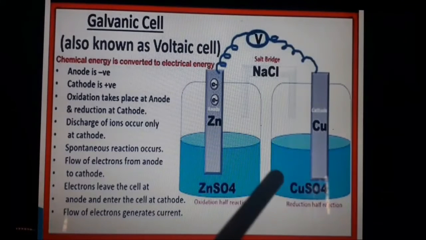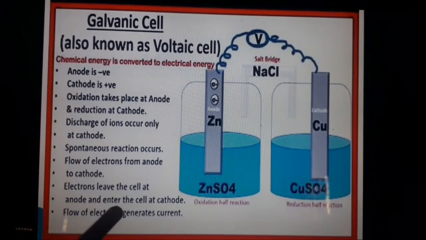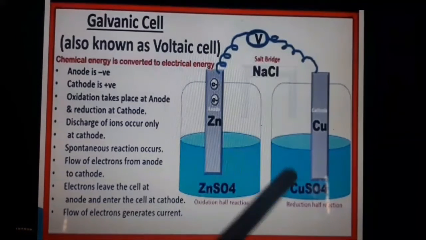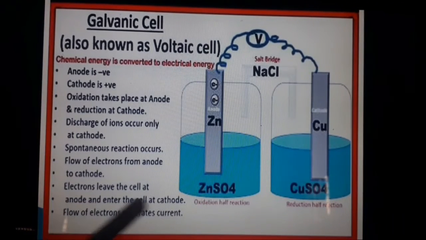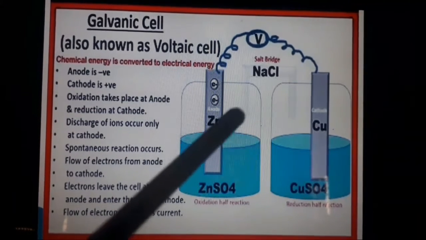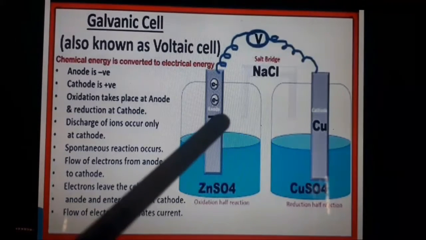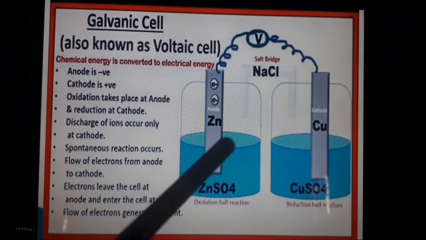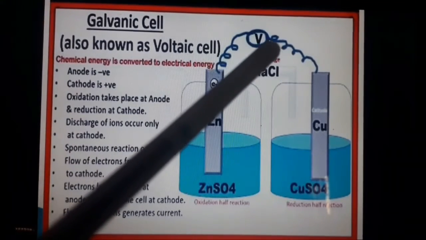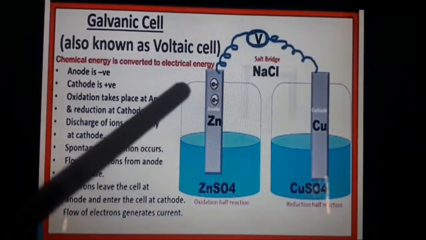This is the principle. Okay, electrons leave the cell at anode and enter the cell at cathode. From positive to cathode, the electrons are moved. Flow of electron generates current. From this, the flow of electron from positive to negative, the current is produced. This current is identified by the voltmeter. This is the basic working method.